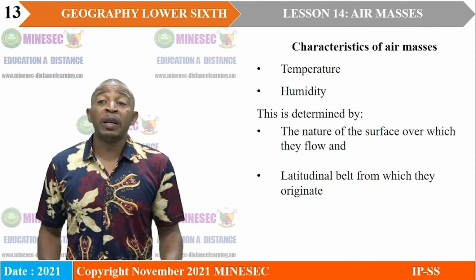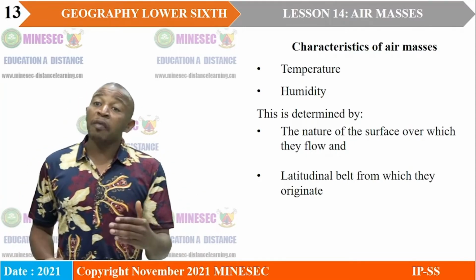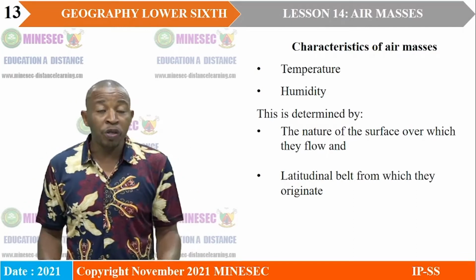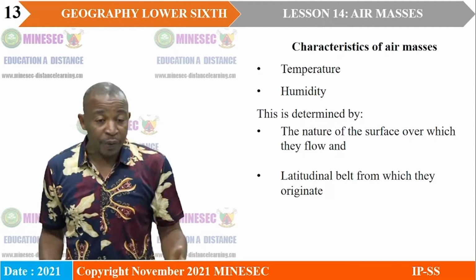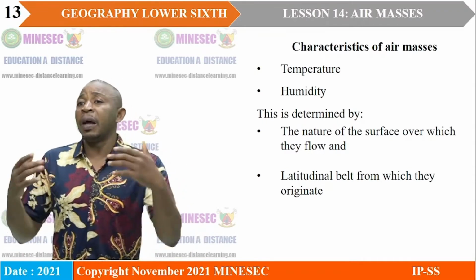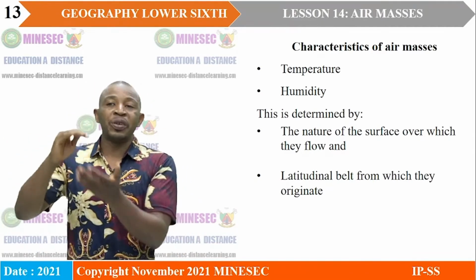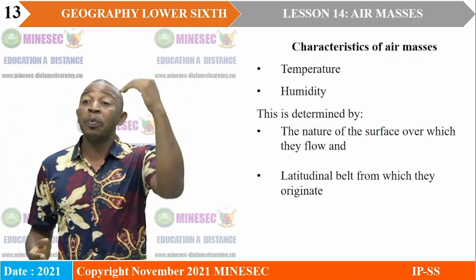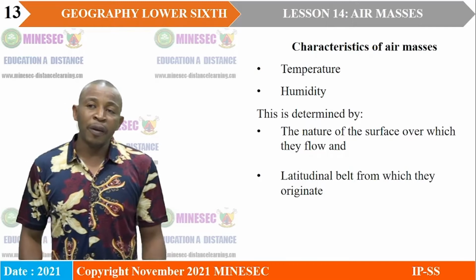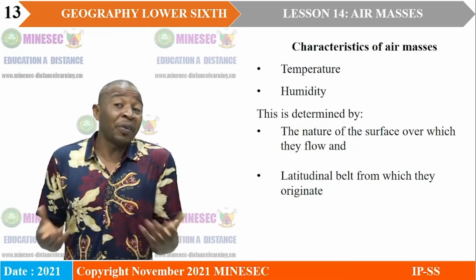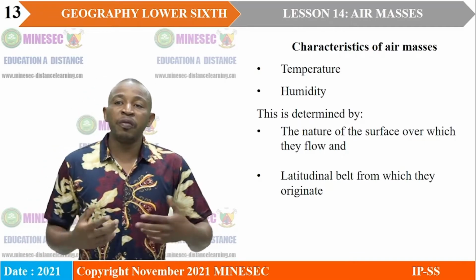Another determinant of an air mass characteristic is the latitudinal belt from which the air mass originates. In this case, we have high pressure belts. They generally originate from high pressure belts, but it depends on the location of the pressure belt. Take, for example, the pressure belts within the tropics, that is, the subtropical high pressure belts. The air masses that originate from this area are usually very hot and warm because they originate from an area where the temperature is high. But air masses originating from, for example, the polar high pressure belts are usually very cold because the temperatures of the surface around this area are very low. So that is how air masses acquire their characteristics, depending on two major factors: the nature of the surface over which they flow, and the latitudinal belt from which they originate.